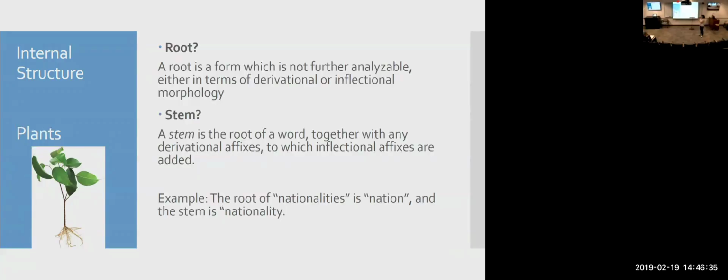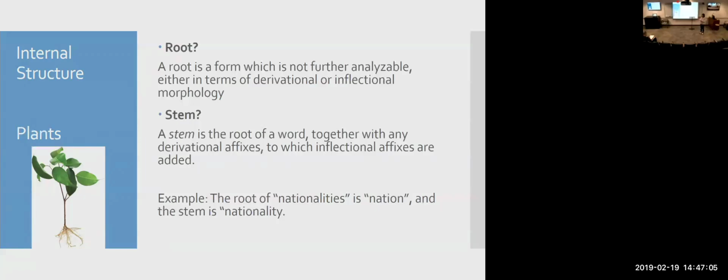So when we talk about the stem, you need to think about the relationship between the root and the stem, and the relationship between the stem and the whole word. Like in the whole word nationalities, there's only one inflectional morpheme, right? So cut that inflectional morpheme, then the rest is called what? Stem.